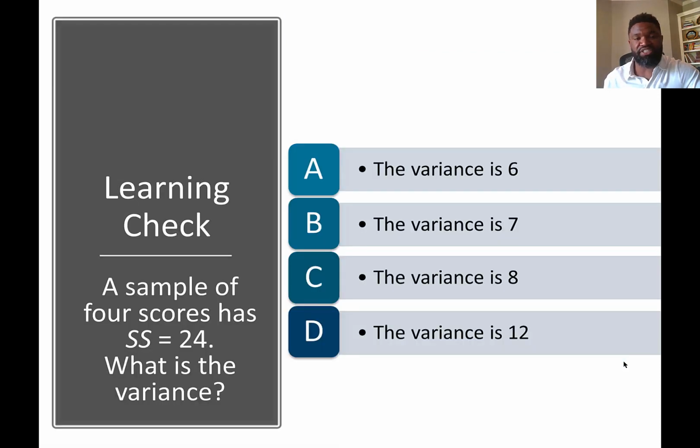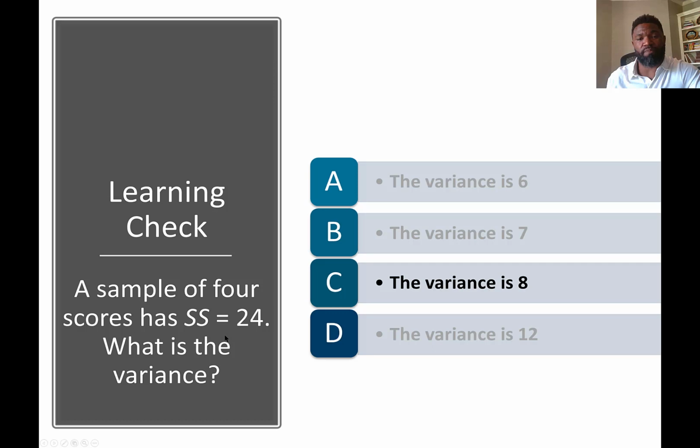So let's do another learning check here. All right, so we have a sample of 4 scores, and it has a sum of squares of 24. So what's the variance? This should be pretty easy. We know that the variance is always going to be what? It's going to be the sum of squares divided by the degrees of freedom, right? Because we're talking about a sample, right? We've got a sample of scores. So it's going to be 24 divided by 3, or is it 24 divided by 4? The variance should be divided by 8.